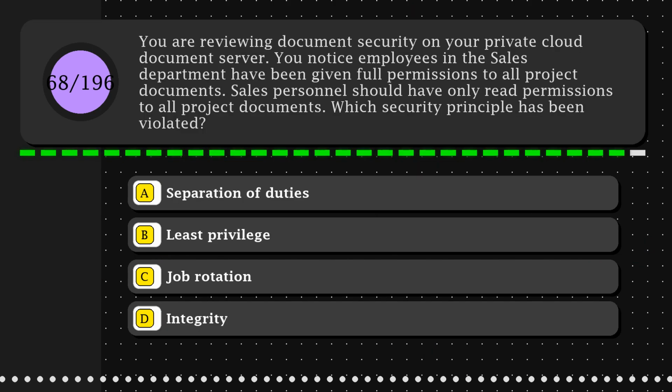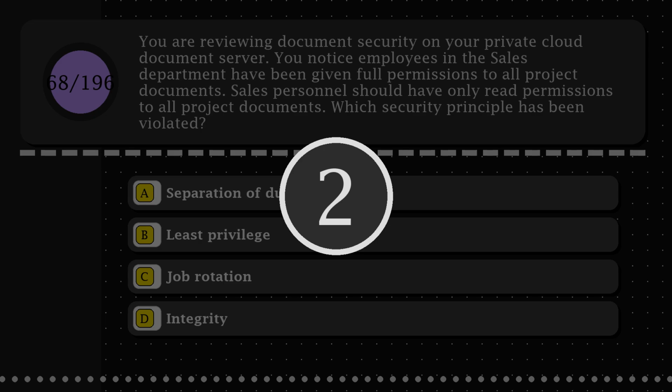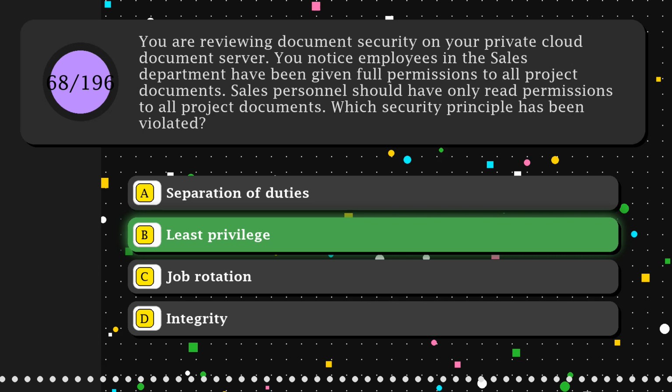Question 68. You are reviewing document security on your private cloud document server. You notice employees in the sales department have been given full permissions to all project documents. Sales personnel should have only read permissions to all project documents. Which security principle has been violated? Option A, separation of duties. Option B, least privilege. Option C, job rotation. Option D, integrity. The correct answer is option B, least privilege.